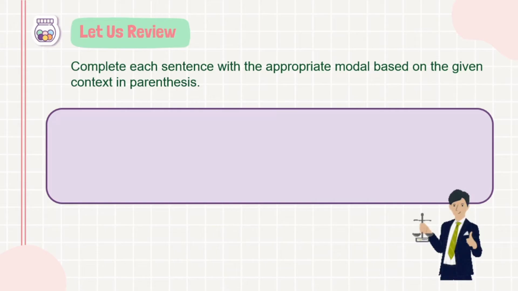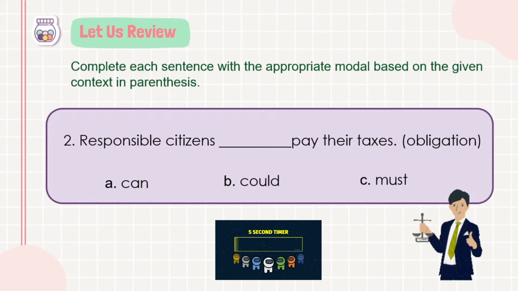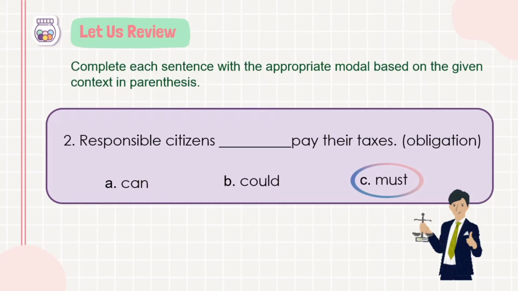How about number 2? Responsible citizens blank pay their taxes. A, can; B, could; C, must. What modal verb should be used that expresses a strong obligation? Letter C, must. Very good.